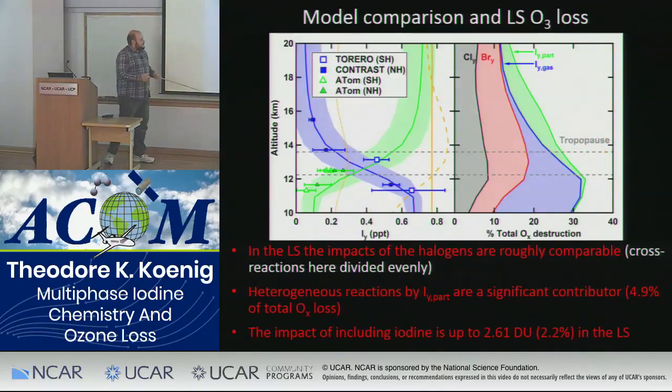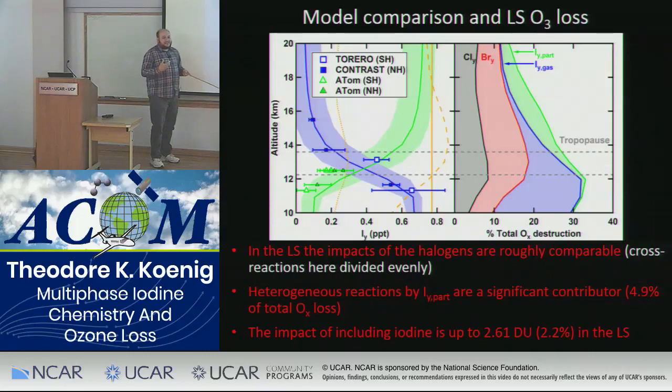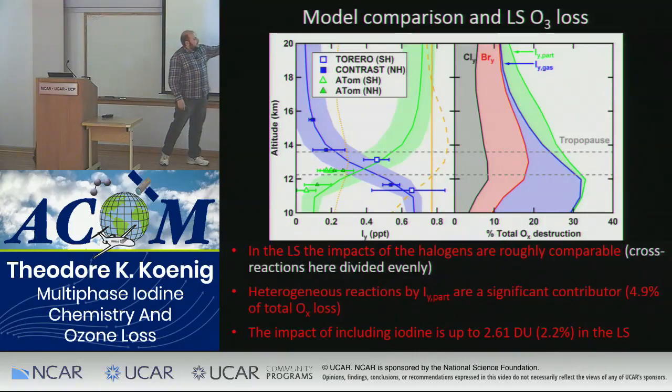So then we start to look at ozone loss. What does this mean in terms of ozone? This is done with the CAM-Chem model. Here is the same panel from the last graph. And then I'm looking at the percent of the total odd oxygen destruction, where we count every odd oxygen that's created or destroyed. I'm showing here only the contributions from the halogens.